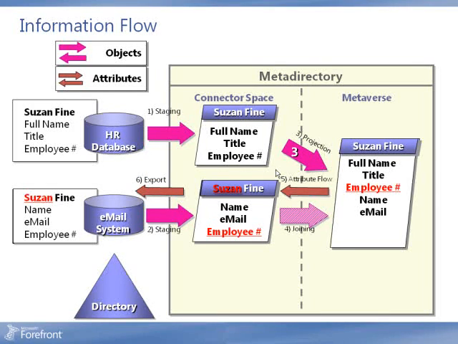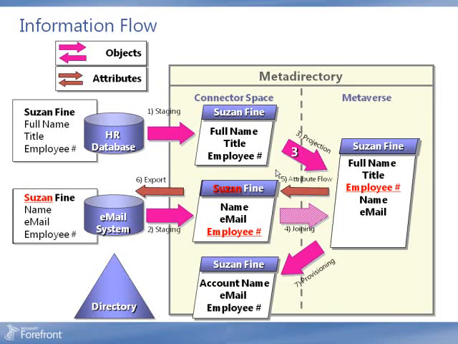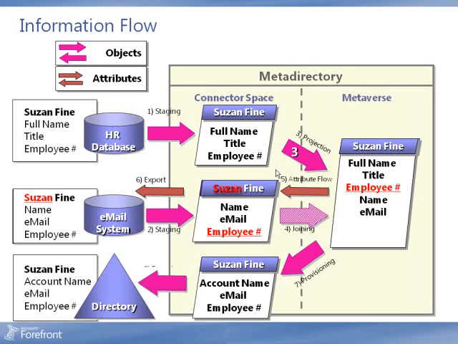Whenever a metaverse object is created or changes in some way, any defined provisioning logic will be applied. In this case, a new CS object is created in that part of the connector space associated with the third MA. This is called provisioning. If there are outbound attribute flow rules defined, attributes will flow. In this example, email and employee number as well as a suitably generated account name. When the MA is next run in export mode, the newly provisioned account, a new object, will be created in the data source along with its attributes.